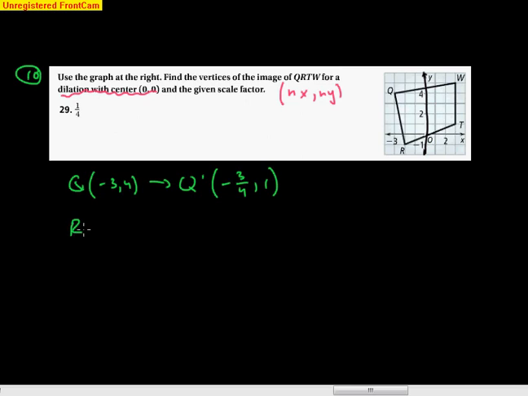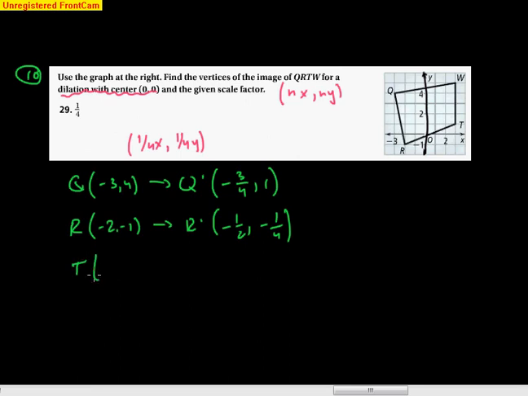Let's go with R. R is at the point -2, -1. R prime will be at the point that is 1/4. Let me put that right here. We're going to do 1/4 x, 1/4 y. So I take 1/4 of -2, I get -1/2. I take 1/4 of -1, I get -1/4. There's R prime.